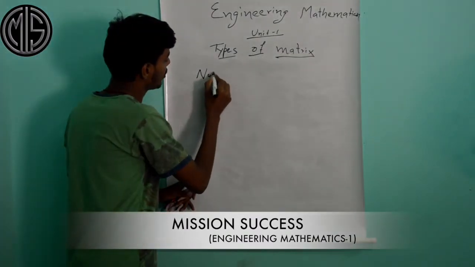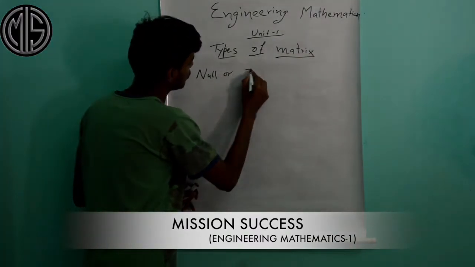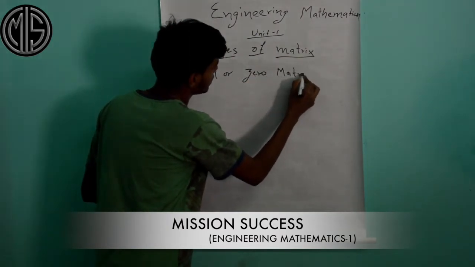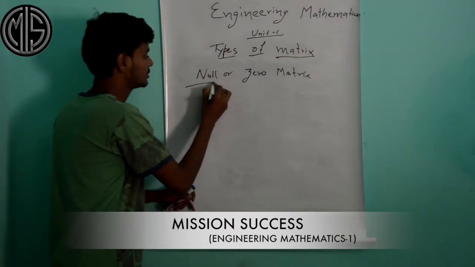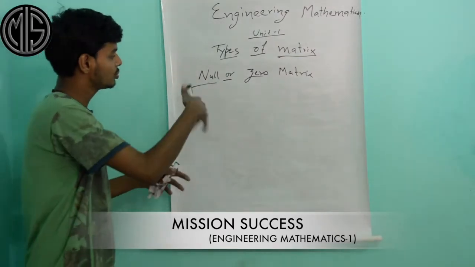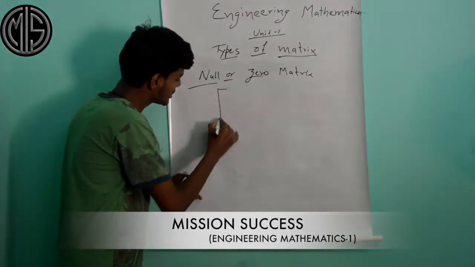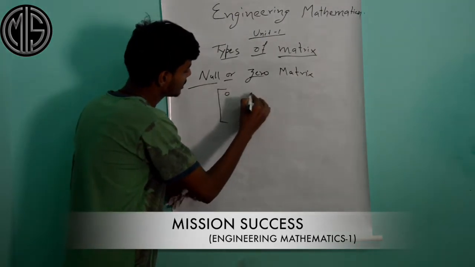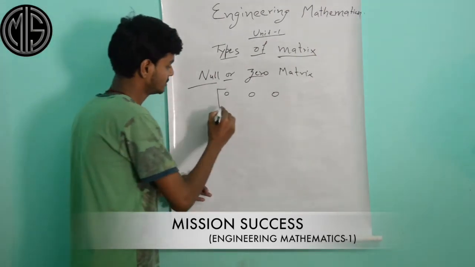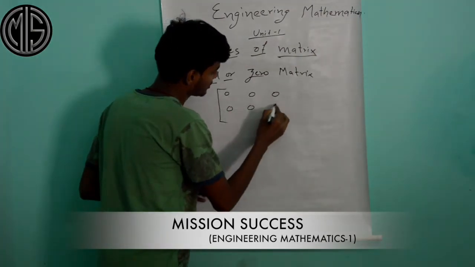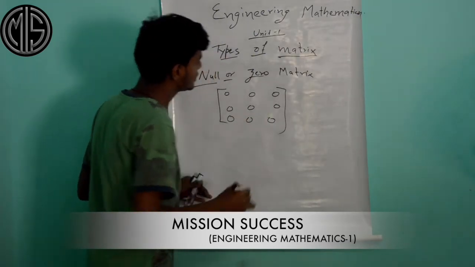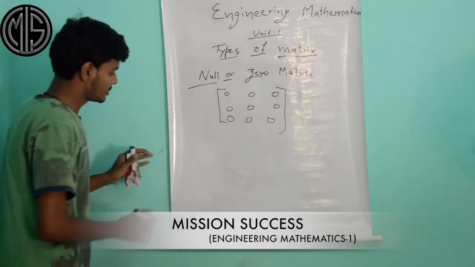Null or zero matrix. It is another type of matrix. Null means what? Nothing. Zero means nothing. A matrix which has nothing is called a null matrix or zero matrix. This is a null matrix or zero matrix.